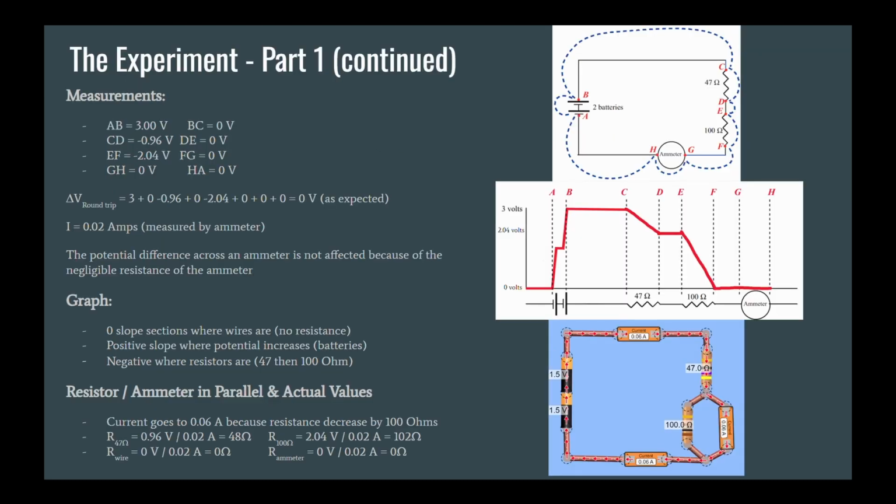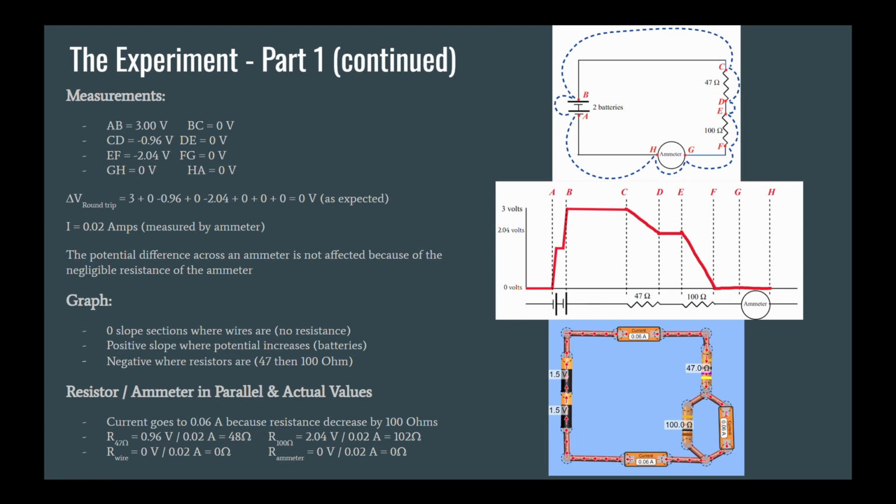Going on, when we measure the potential differences between these different parts of the circuit, we can see that Kirchhoff's loop rule still holds, as expected, where 3 volts minus 0.96 minus 2.04 volts is equal to 0 volts. And still just checking, the current through the circuit is 0.02 amps, and this is because the potential difference across an ammeter is not affected because of the negligible resistance in the ammeter.